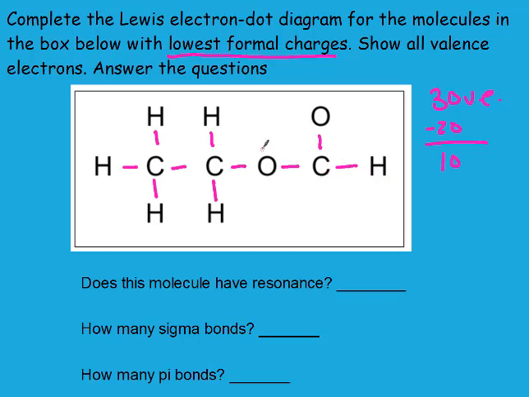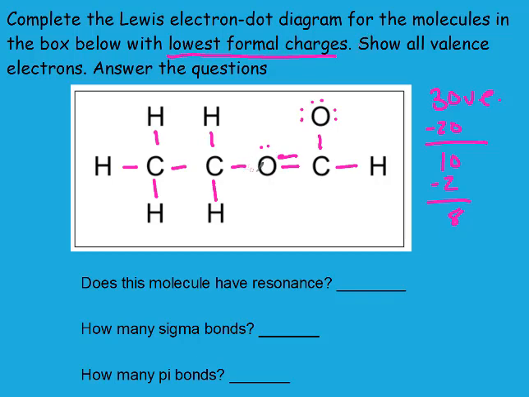So if I just put lone pairs, I would need 2, 4, 6, 8, 10, 12. But notice I only have 10 left. So I can't just do lone pairs. I'm going to need a double bond somewhere. If I put the double bond there, I would have 2. This carbon's now good, so 2, 4, 6, 8. That would work. So let me check my formal charges because it specifically said check your formal charges.